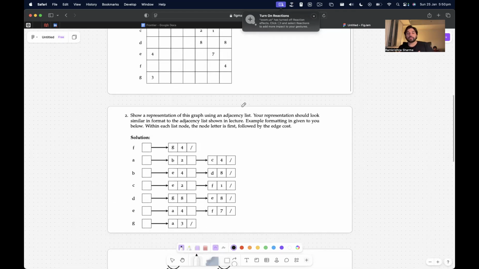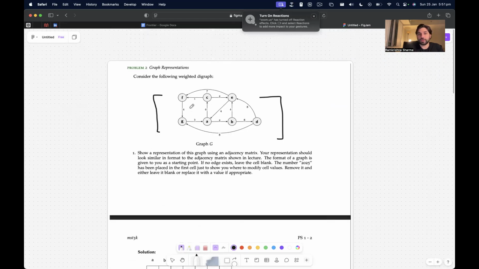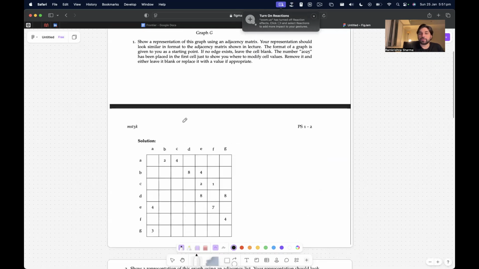Now this is another way of representing graphs. We essentially have an array, and each cell in the array represents a node, and the neighbors, or outgoing connections, of a particular node are represented through a list. You can see here that F has the neighbor G of weight 4, which is true. If we go to F, it has the neighbor G of weight 4, and no other neighbors, so that's the only one that appears.